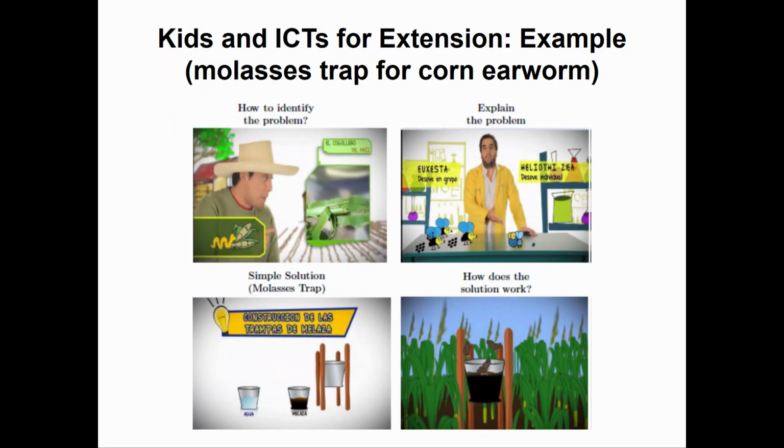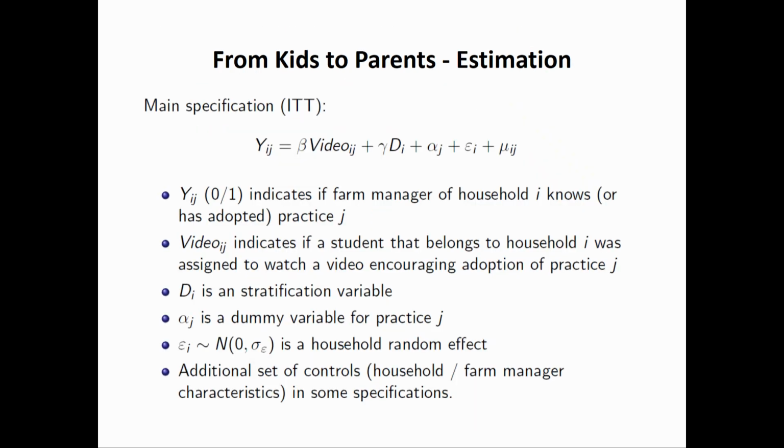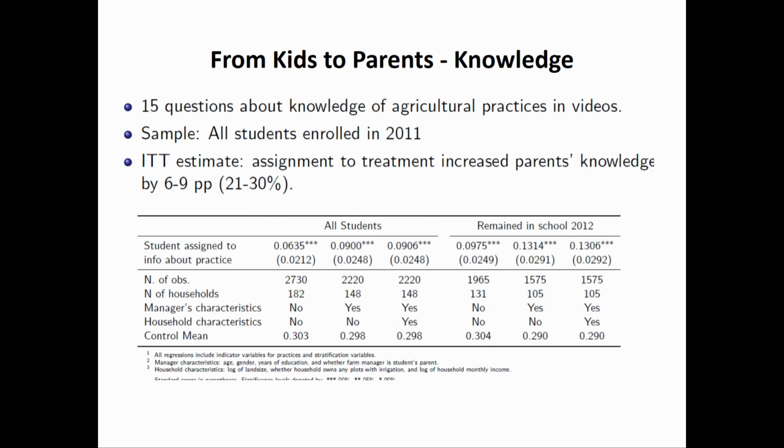And we complied with all the rules of randomization. These are the types of videos that were simple to use, because we wanted to minimize the budget constraint issue, to bring a solution, for example, for corn earworm. We did an ITT specification. We also did an ATE specification, and the result basically is that, first, knowledge is transmitted. We were able to transfer knowledge to kids.